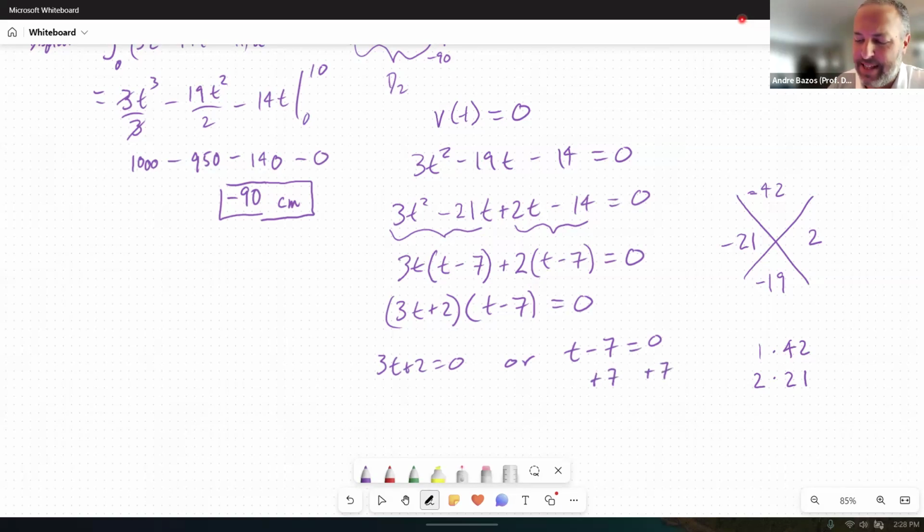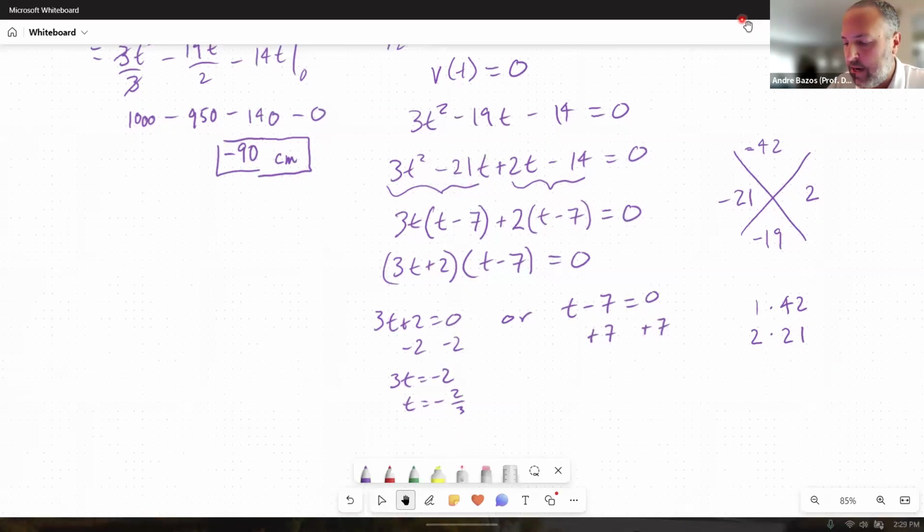There we go, plus 7. And then I'm going to subtract 2. 3t equals negative 2. Divide by 3. I get negative 2/3 there. All right, and here t equals 7. So if I look at these, I think, oh my gosh, I have 2 places. Oh no, what do I do?